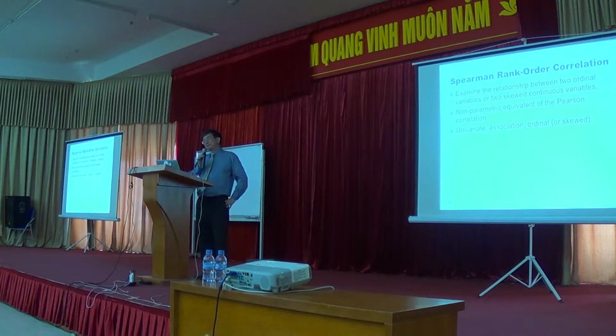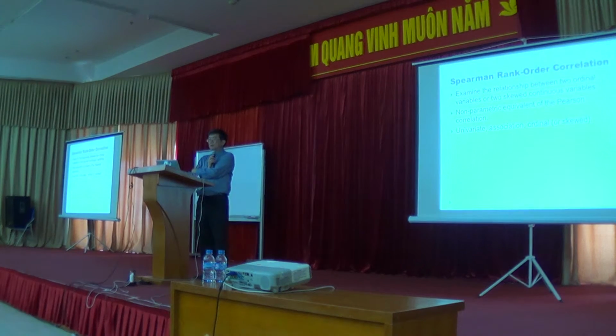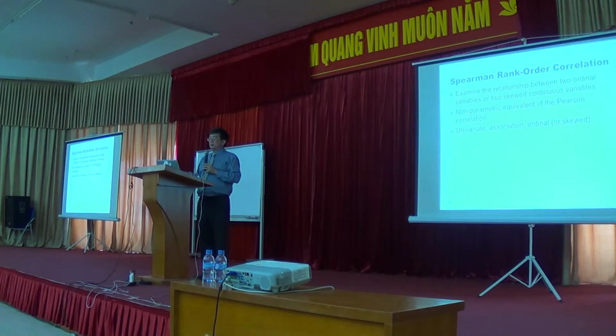So what if you don't have a continuous variable, you have ordinal variables, or you have a skewed continuous variable? In this situation, you can use a different correlation test that's called Spearman rank order. It's used to examine the relationship between two ordinal variables and two skewed continuous variables. It is the non-parametric equivalent of the Pearson correlation.